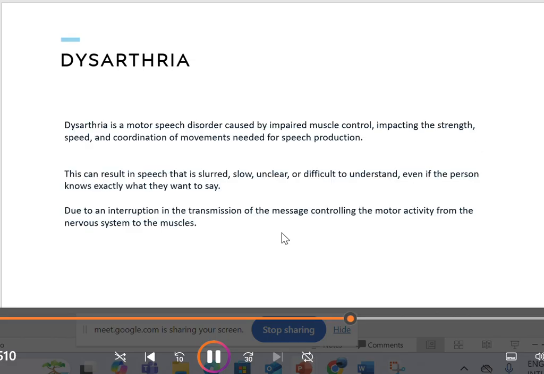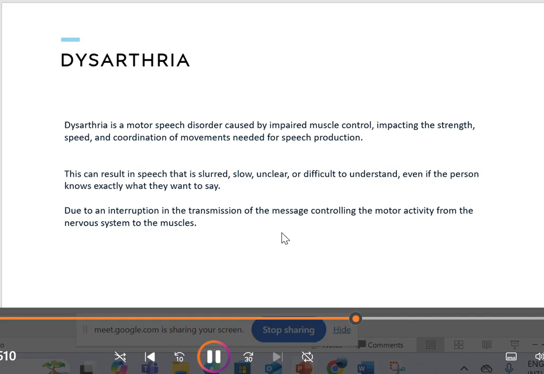Next is dysarthria. Dysarthria is a motor speech disorder caused by impaired muscle control, impacting the strength, speed and coordination of the movement that is needed in speech production. Our muscles should be properly coordinated to produce speech. It is a motor speech disorder, the person is not able to properly control the muscles. This is the problem with dysarthria.